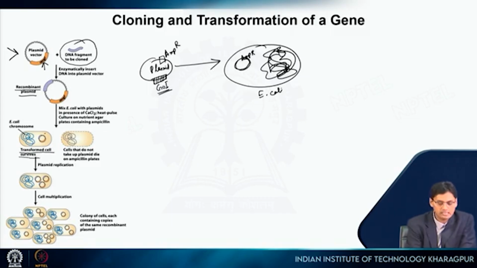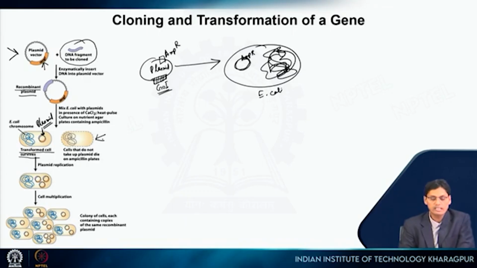coli cell. It has the plasmid. As you can see here, this is plasmid. So as a result of that, it will survive in presence of ampicillin. But this one, this cell, you cannot see any plasmid present here. So as a result of that, this cell will die in presence of antibiotics. Here we are using antibiotic for selection purpose.